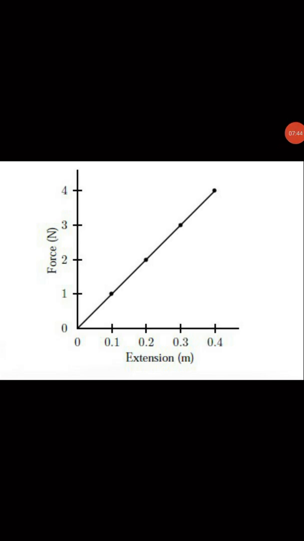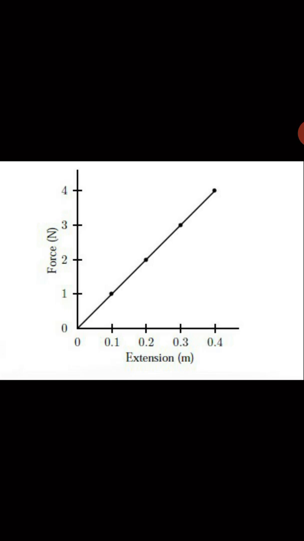So as seen, when force was increased, the extension, that is the length of the spring, also increased. If the readings are taken and a graph of force versus extension is plotted, where force is taken on the y-axis, that is the vertical axis, in newtons, and extension is taken in meters on the x-axis, it was noticed that as force increases, the extension, that is the length of the spring, also increases. That means force is directly proportional to the extension.